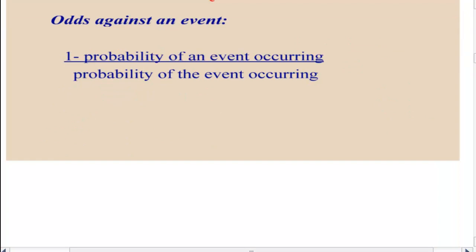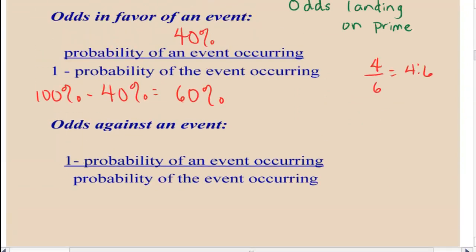We could also think about probability as a decimal as well as a percent. So let's use that as our example with odds against. So let's say here that we know the odds against landing on a prime. We know that that was 6 to 4. So let's think through with our formula. 1 minus 0.6 would equal 0.4. So 0.6 plus 0.4 would equal 1 whole.